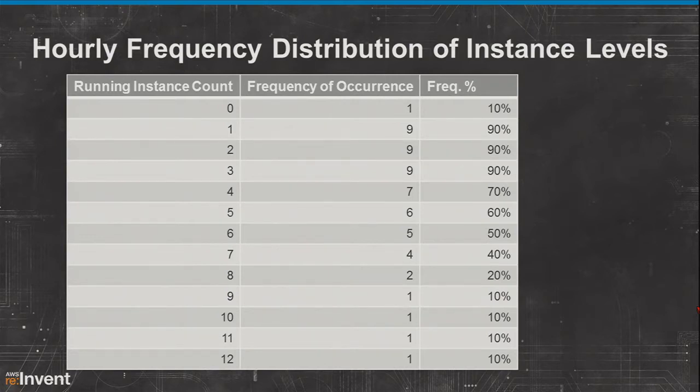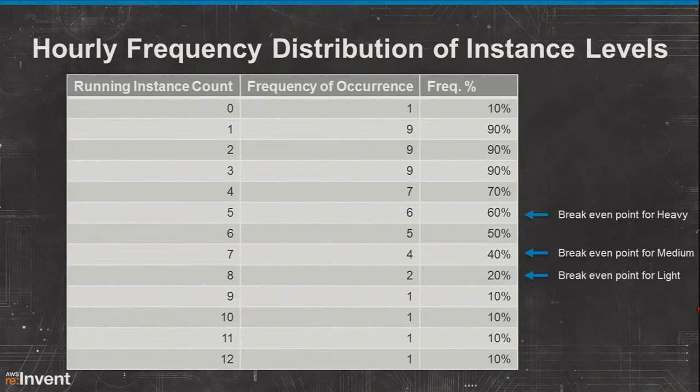And you just build that out across all of your instance counts up to your max instance count and figure out how often each instance count occurs during the month. And then you essentially map those into the break-even points for lights, mediums, and heavies.